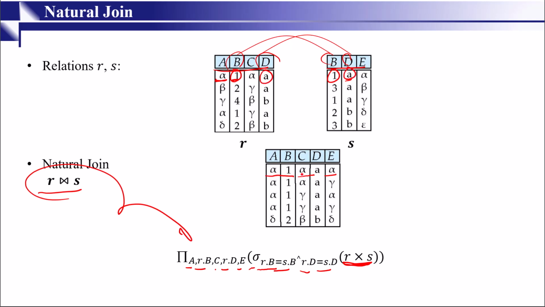So it will come here. Alpha 1, alpha A, and alpha. So these records came here. Then it was Cartesian product, right? Alpha 1, alpha A, and gamma, right? Etc. We can go. So this is the expansion part of the natural join. First, you do Cartesian product. Then out of the Cartesian product, we will select the records where R.B is equal to S.B and R.D is equal to S.D. Then we will take out the columns of A, R.B, C, R.D, and E.